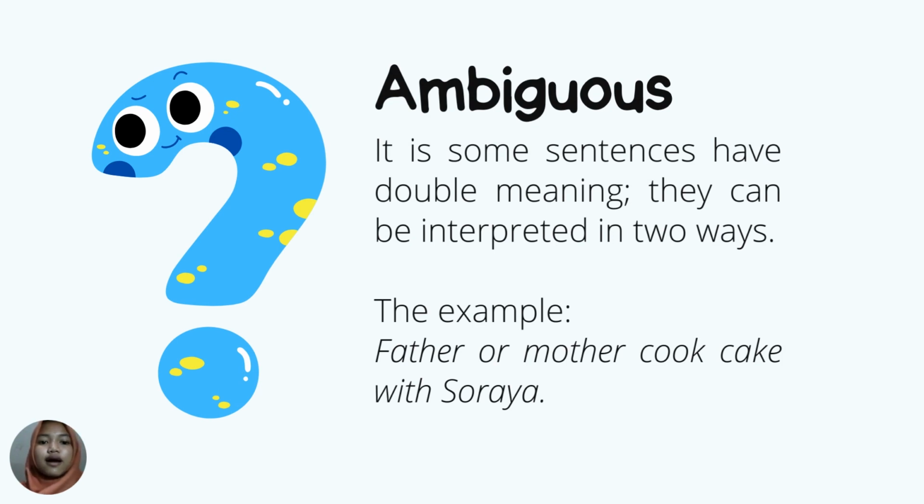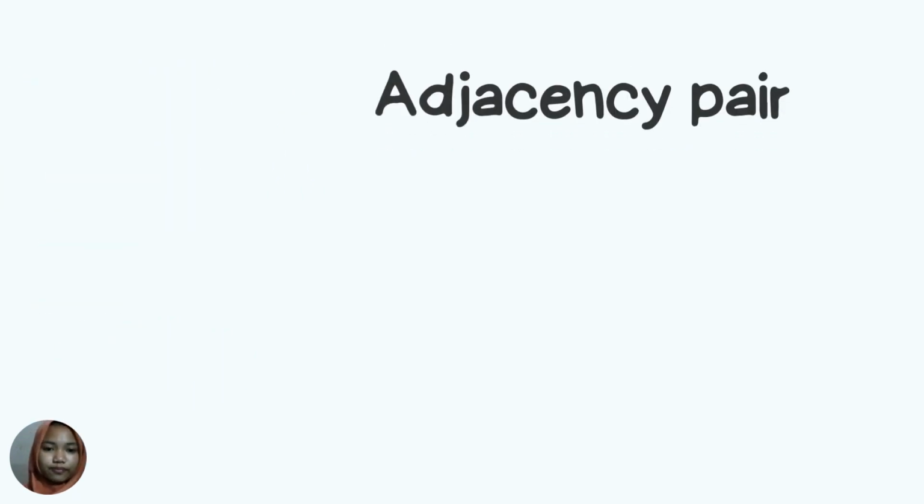Ambiguous. It is some sentences have double meaning. They can be interpreted in two ways. The example: father or mother cook cake with Soraya. The meaning of the sentence is double. First meaning is father with Soraya cook cake. Second meaning is mother with Soraya cook cake.